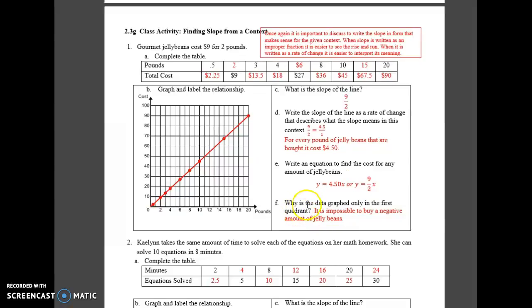And part F says, why is the data graphed only in the first quadrant? It's because you can't have a negative amount of jelly beans or a negative cost. I mean, they're not going to pay you to eat jelly beans, so it's just going to be positive numbers here. Okay, we're going to skip down to number 2. Number 2 is very similar.